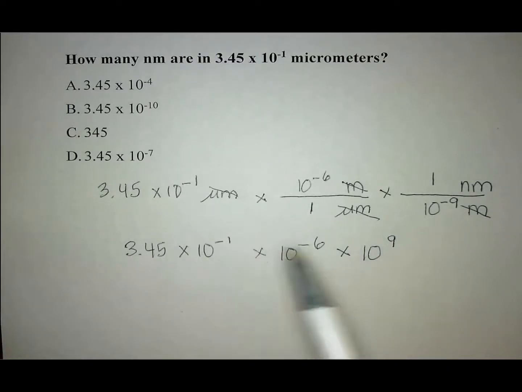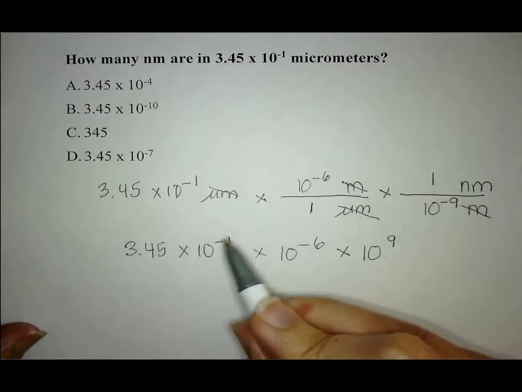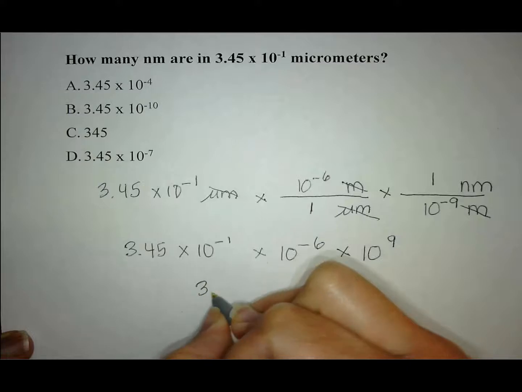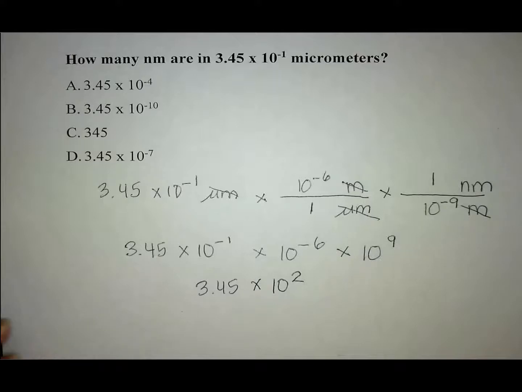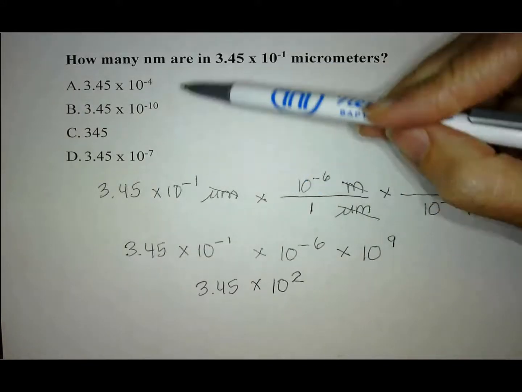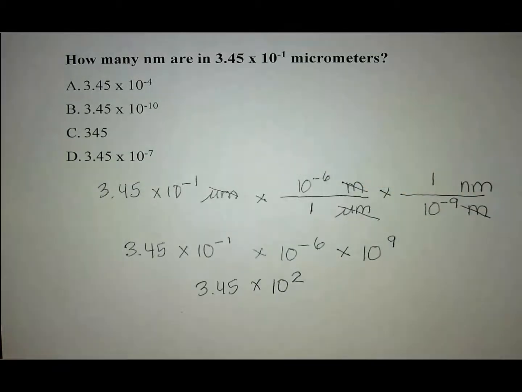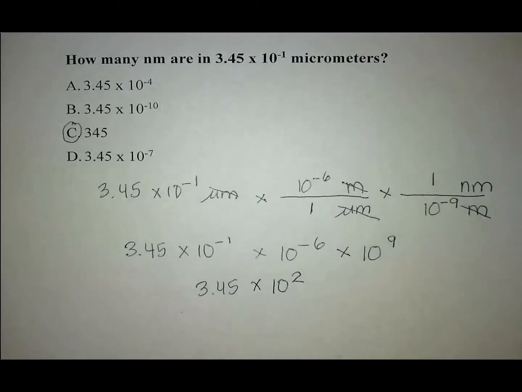Once I get all my powers of 10 in the numerator, I can just add up the values of the powers of 10. So 9 minus 6 minus 1 equals 2. So I can write my answer as 3.45 times 10 to the 2. Now I look through my list of answers and I don't see 3.45 times 10 to the 2. However, I could put it into decimal form, and I see that the decimal form, 345, is one of the choices. So the correct answer is C, 345.